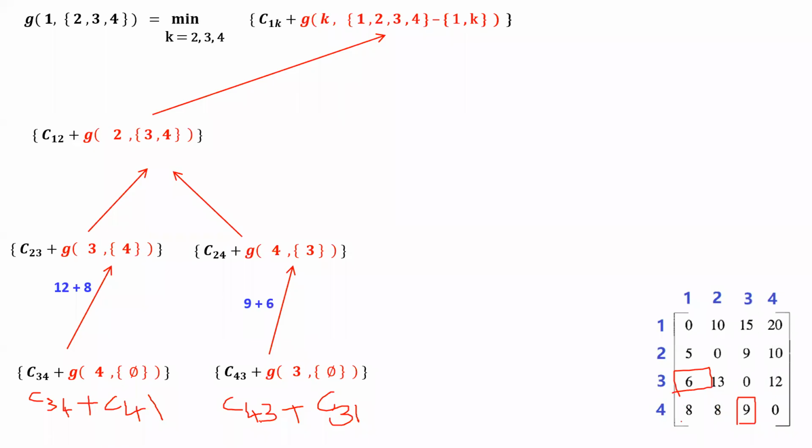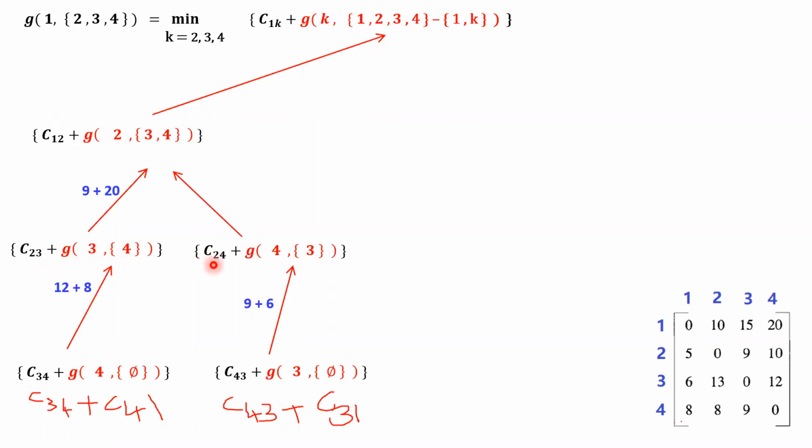Now traveling to the top side of the tree. Now I'll have to calculate C23 plus G of 3, 4. I'll calculate which is 9 plus 20. 9 plus 20, how did I get? G of 3, 4 value is 20. C23 value is 9. So this is 9, this is 20.